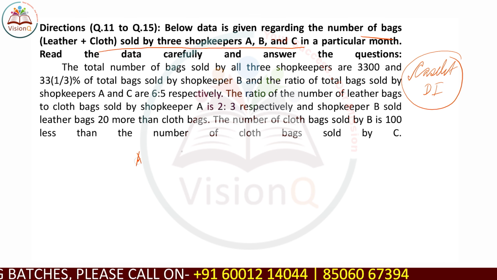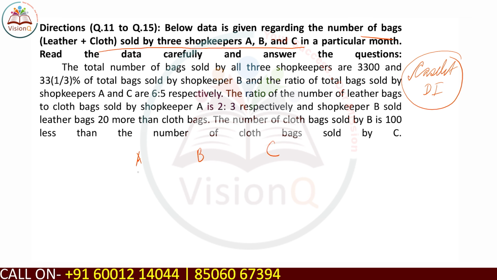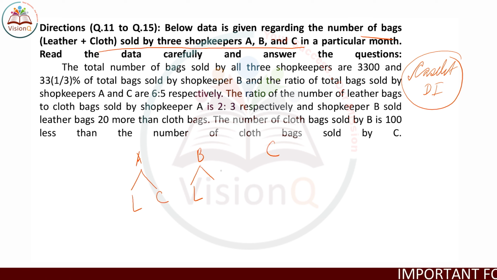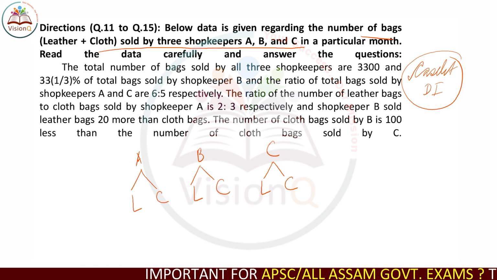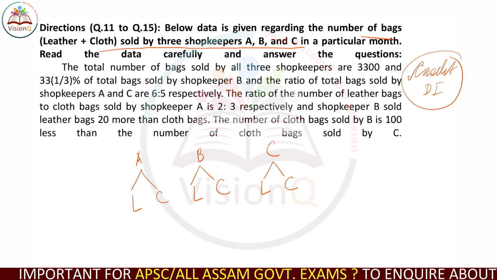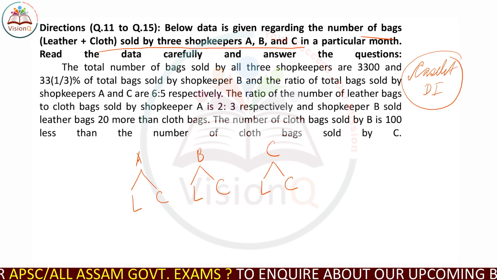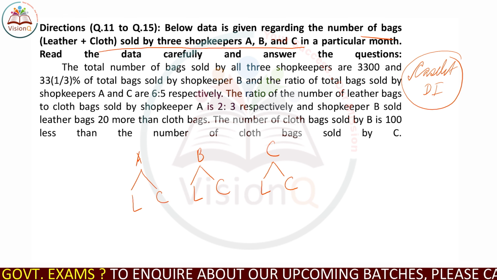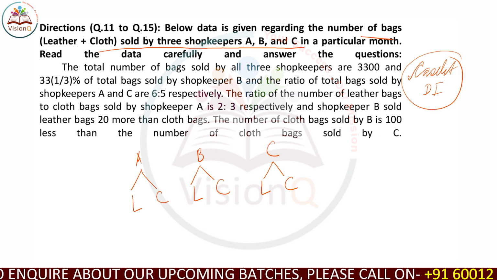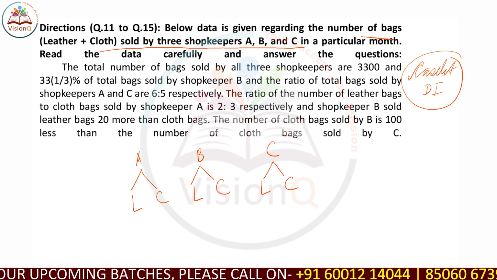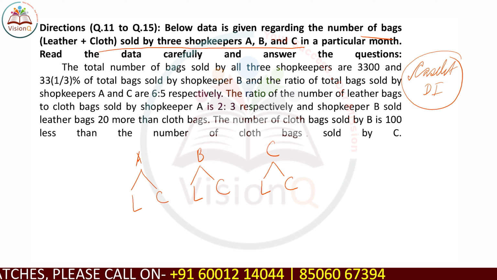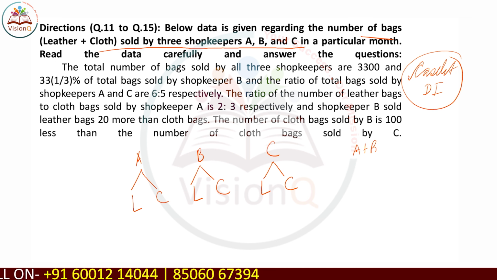So A, B and C. Every shopkeeper sells 2 types of bags, leather and cloth. B also sells leather bags and cloth bags, and C also sells leather and cloth bags. Now our main aim in this DI is to find out the respective number of bags sold by the shopkeepers A, B and C. So let us start the DI here. It is given that the total number of bags sold by all 3 shopkeepers is 3300. That is, A plus B plus C total is 3300.